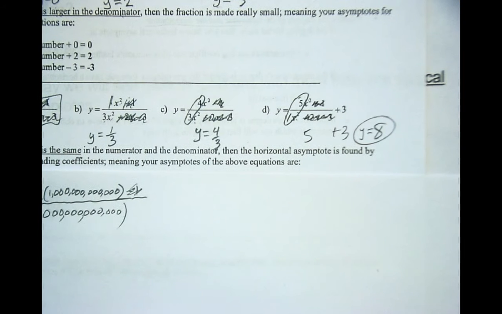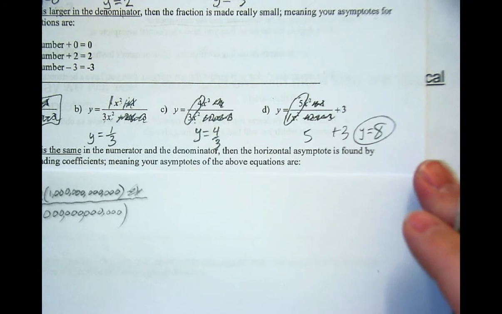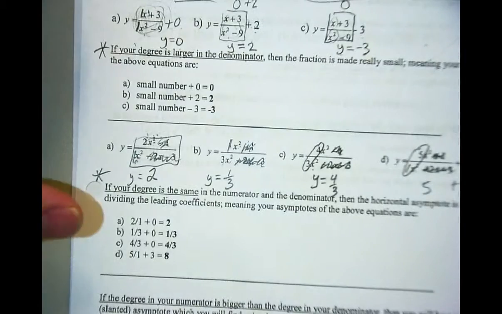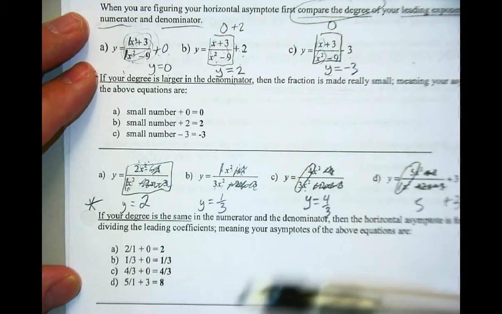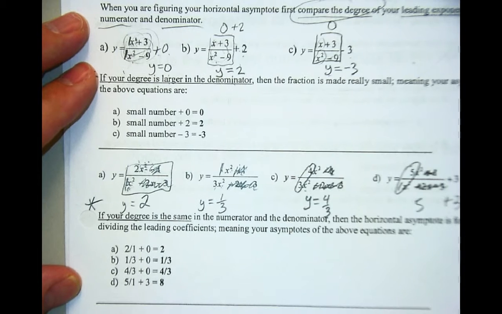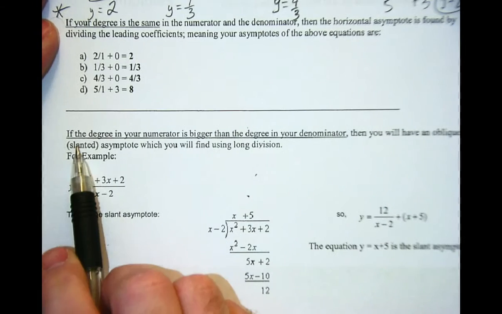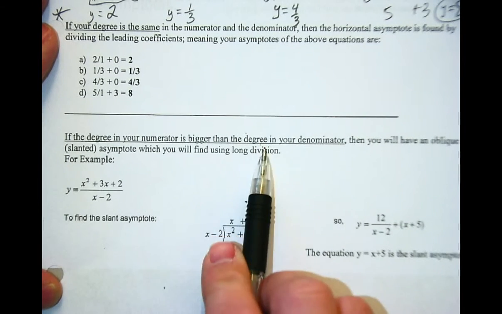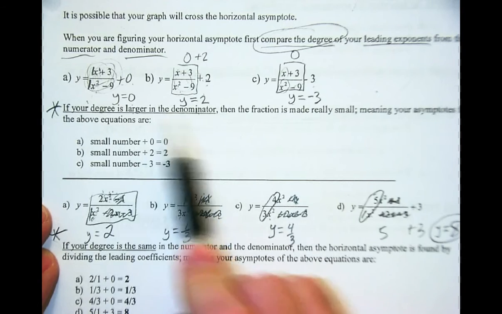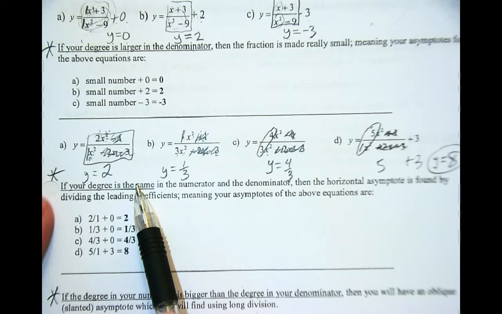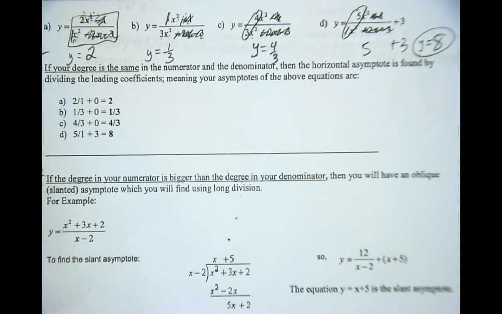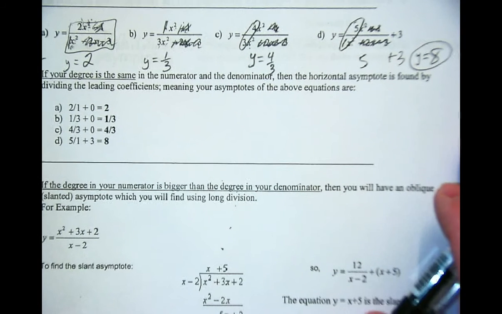How many got it? What are you comparing every time? First thing you need to compare so you know where you're at. Yeah, the exponents first and then the leading coefficients, right? Because that's key, because the next piece says if the degree in your numerator is bigger than the denominator. So you have 3 situations. The degree is larger in the denominator, the degrees are the same, and the degree is larger in the numerator. Those are your 3 situations.